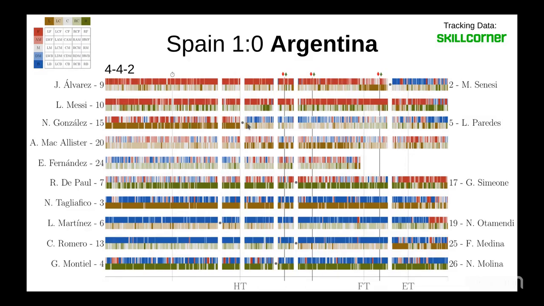You can clearly see that number 15, Nico Gonzalez, who was playing as a left wing, more or less, was taken out, and number 5, Paredes, comes on the pitch. The colors for Paredes are mainly light blue, but also dark blue. These are the moments he was dropping back to the back line. So he was acting, let's say, as the defensive midfielder for Argentina.